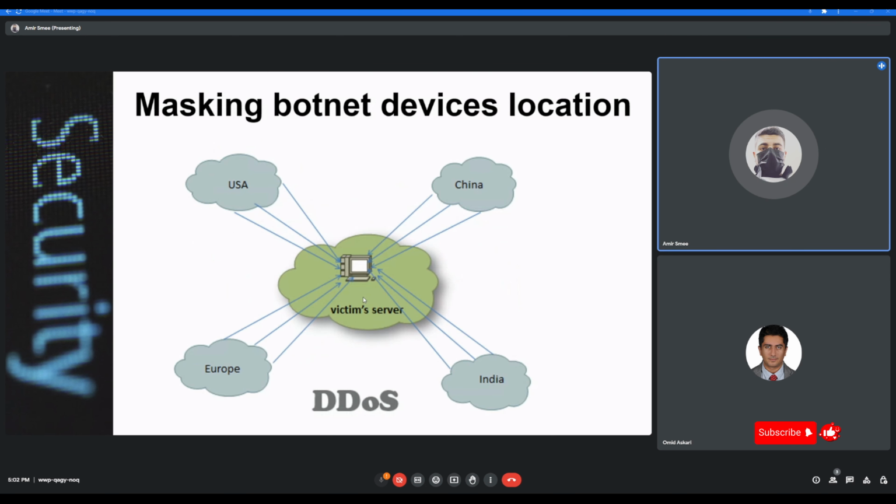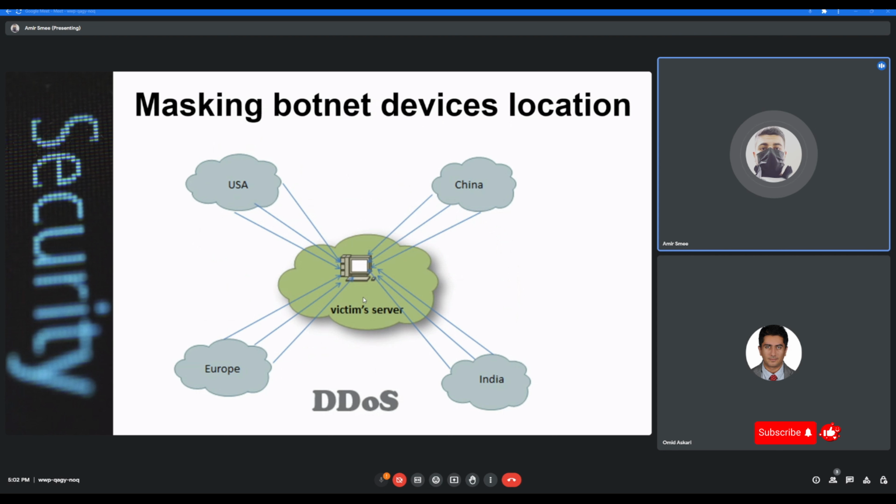Masking botnet device locations. A botnet is a cluster of malware-infected devices remotely controlled by perpetrators without the knowledge of their owners. They can be instructed to collectively access a given domain or server, providing perpetrators with the computing and networking resources to generate high traffic floods. Such floods enable botnet operators to max out their target's resource capacity, resulting in server downtime and network saturation.